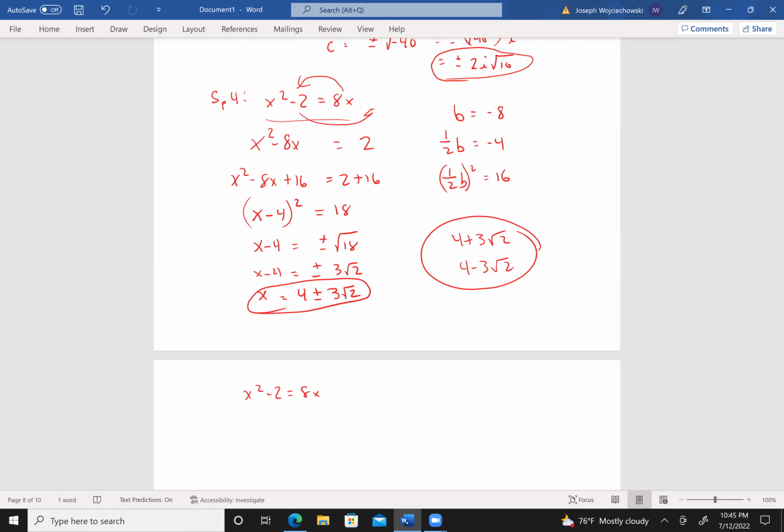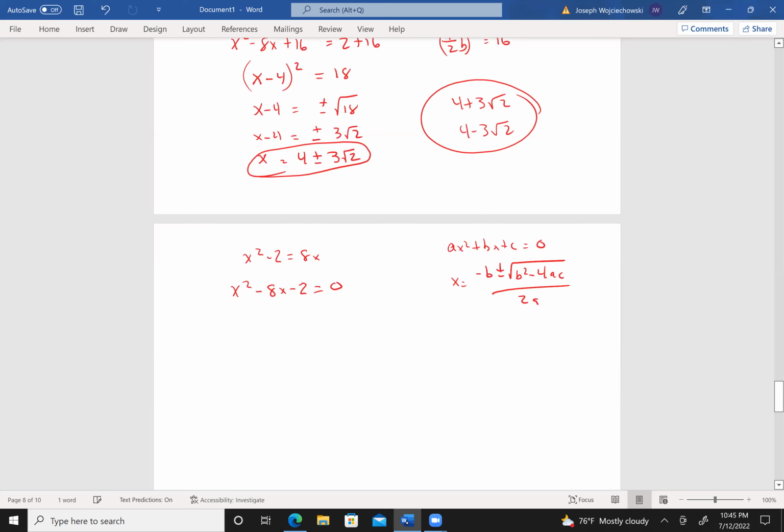So now we want to do this with the quadratic formula, which is we need it in the form ax squared plus bx plus c equals 0. And then x is equal to negative b plus or minus the square root of b squared minus 4 times a times c over 2 times a. So let's get this in the right form. I have x squared minus 8x minus 2 equals 0. I'm in the right form. So now I want to find x.